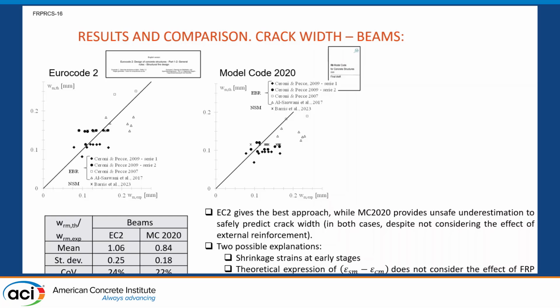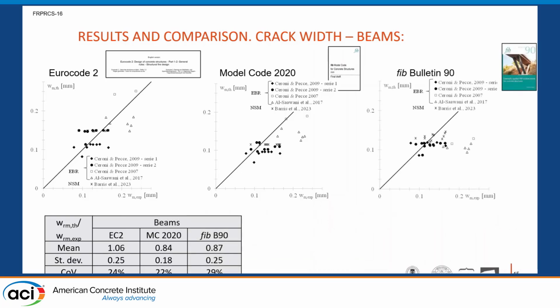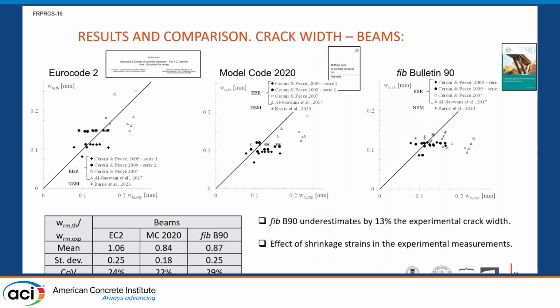And the second one is that the expression for the mean strain difference was not considering the effect of the additional reinforcement. Then if we go for the FIB Bulletin, surprisingly, the results here are underestimated. And we think that, again, the effect of the shrinkage was playing this role. So we had a good adjustment for the crack spacing, a disadjustment for the crack width.